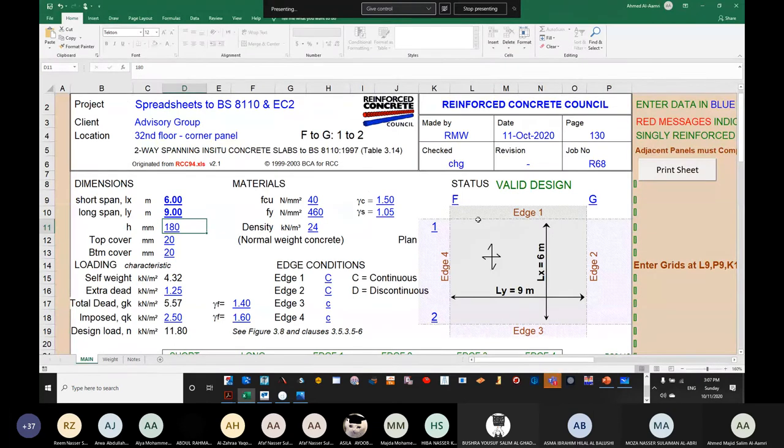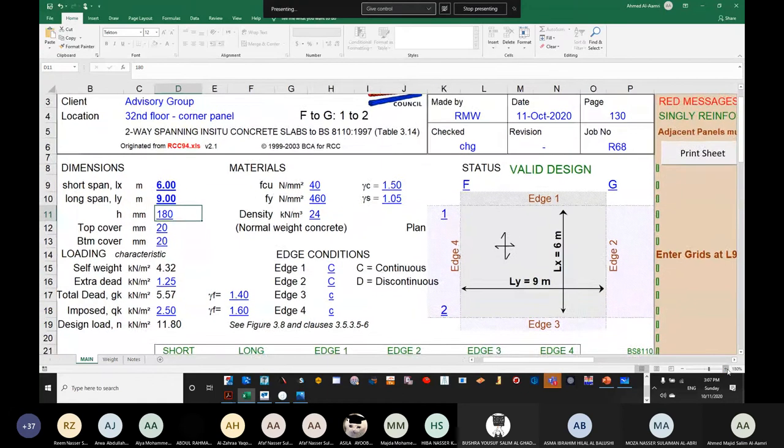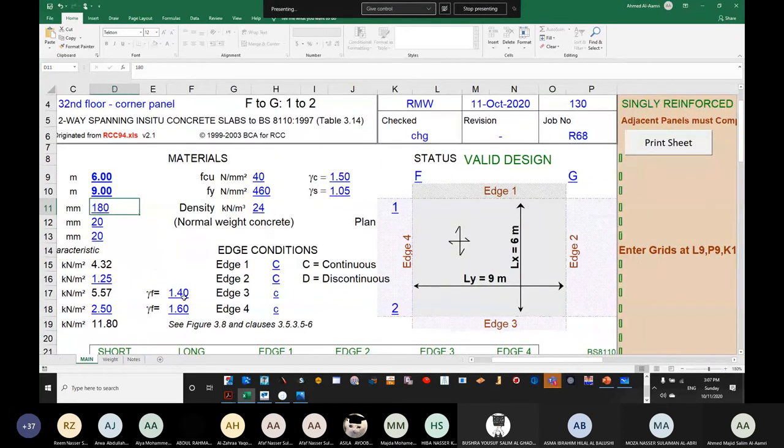Now, specifying the edges. Just understand here, because this is very important. If you see here, this is 1.4, this is 1.6. These are the factors of safety for the dead and live loads. And then we have the materials' factors of safety. For the concrete, it's 1.5. For the steel, it's 1.05, according to the BS code, of course. Here, the most important thing for me is to know whether it's continuous or discontinuous.